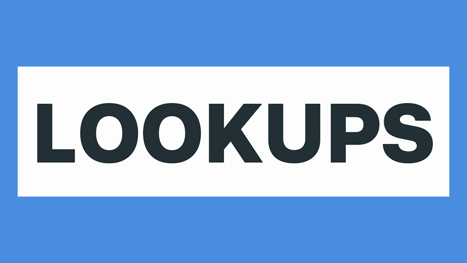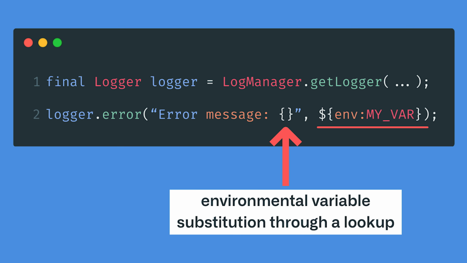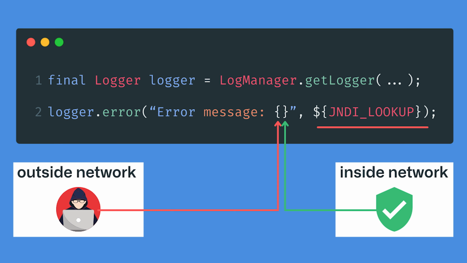This is caused by lookups. Lookups is a feature that makes it really easy to inject some common values into the logged messages. For example, you may want to log the value of a given environment variable when an exception occurs. In that case, instead of retrieving the variable programmatically and concatenating this variable into the log message, you can just append it. There are many types of lookups.